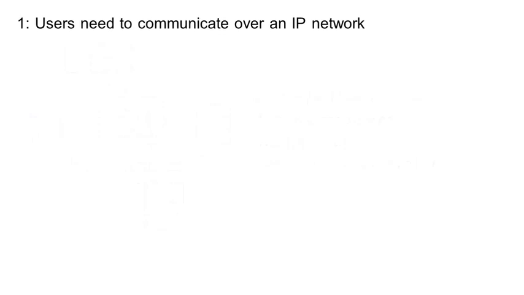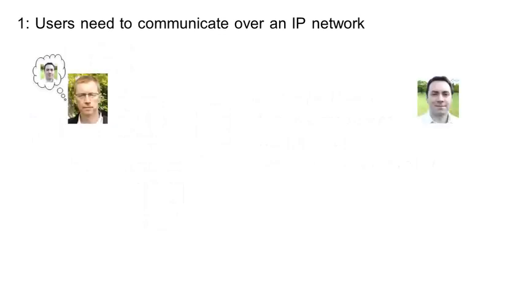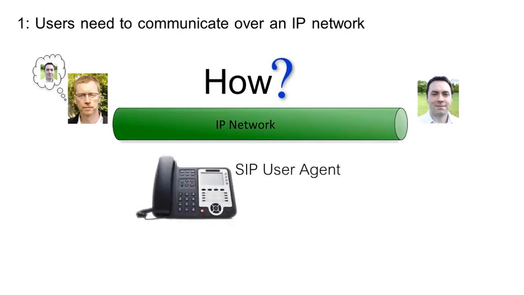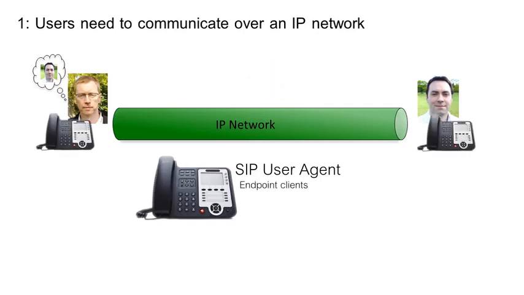So, need number 1. 2 users need to communicate over an IP network. How do they do it? With what tool? The SIP user agent. User agents are endpoint clients, equivalent to the good old house phone in traditional telephony through which we make and receive calls. Now, the user agent has 2 main tasks.